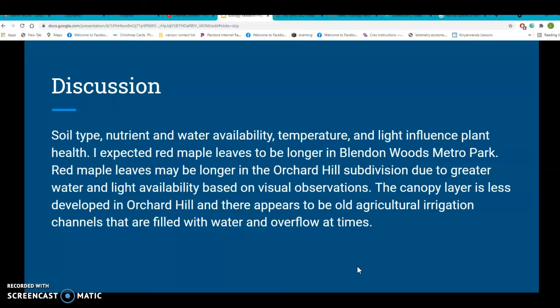So soil type, nutrient and water availability, temperature, and light influence plant health. I expected red maple leaves to be longer in Blendon Woods Metro Park. Red maple leaves may be longer in the Orchard Hill subdivision due to greater water and light availability based on visual observations, as the canopy layer is less developed in Orchard Hill, and there appear to be old agricultural irrigation channels that are filled with water and overflow at times.